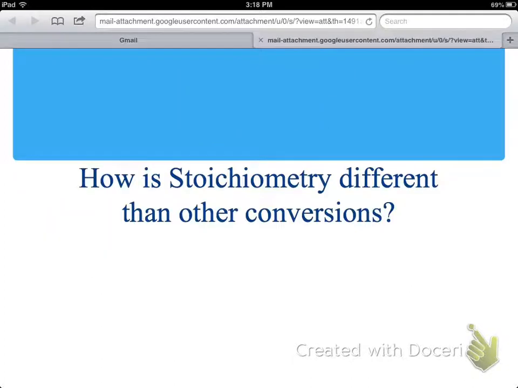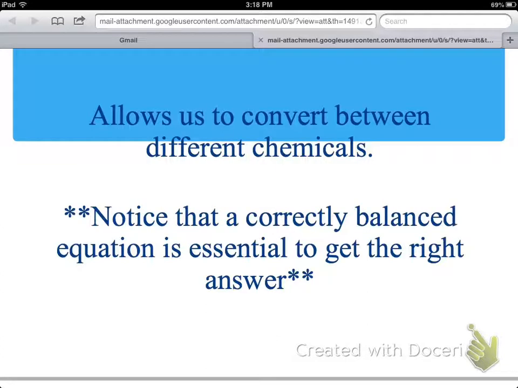So stoichiometry is different from the other conversions, even though it's very similar. The reason why it has this whole special fancy name is because stoichiometry allows us to convert between chemicals. So we're switching what we go to. So we have to make sure we have a correctly balanced equation because you need those mole ratios. The mole ratios are what allow us to do that switch.